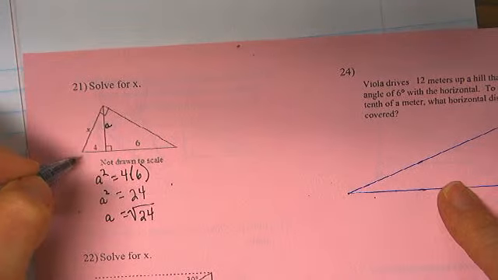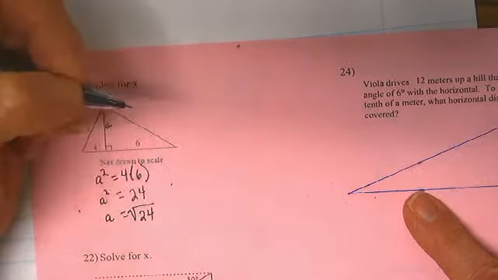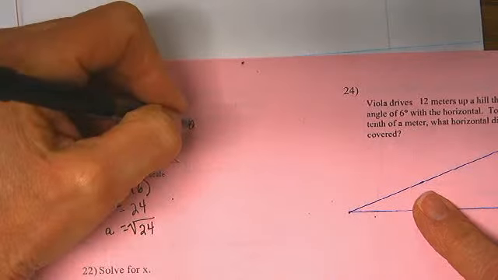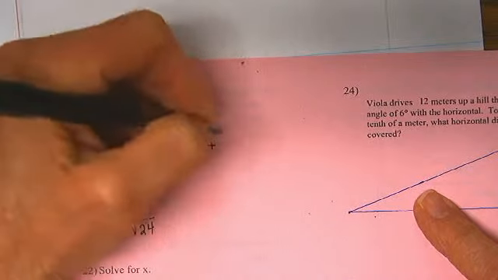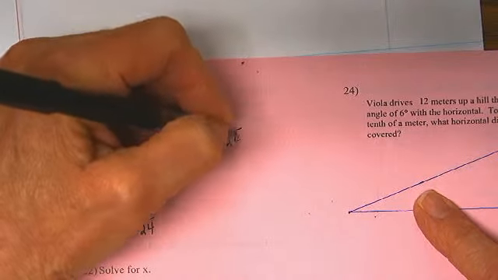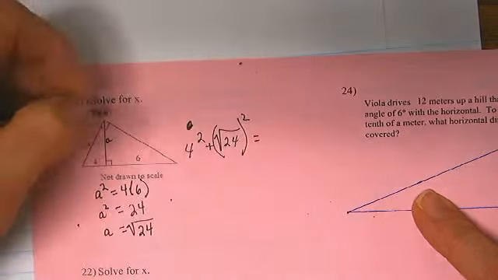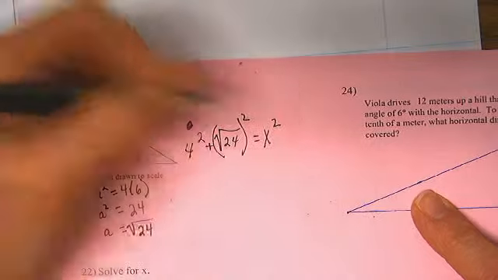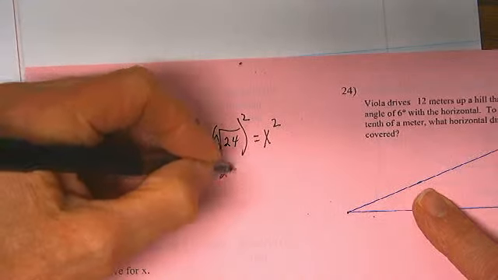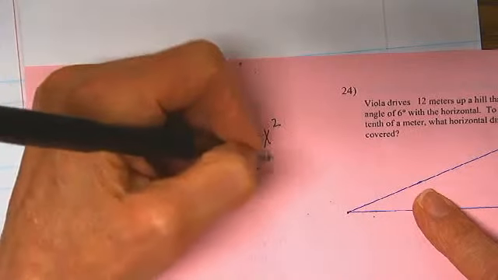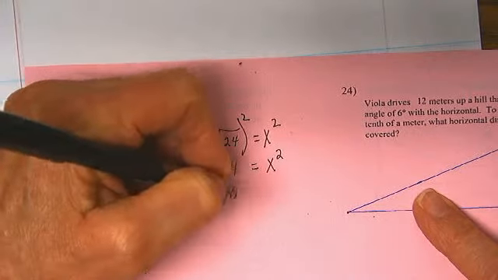Now I have x, and I can use the good old Pythagorean theorem. 4 squared plus the square root of 24 squared equals x squared. 16 plus 24 is equal to x squared. X squared is equal to 40.